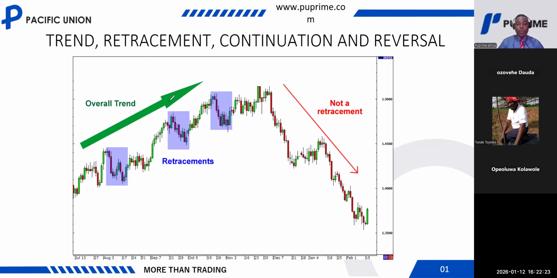Here we have the overall trend being bullish. Here we have retracement, trend, retracement, continuation, retracement, continuation. But then at this point, no more continuation. The next thing here we see is a reversal.